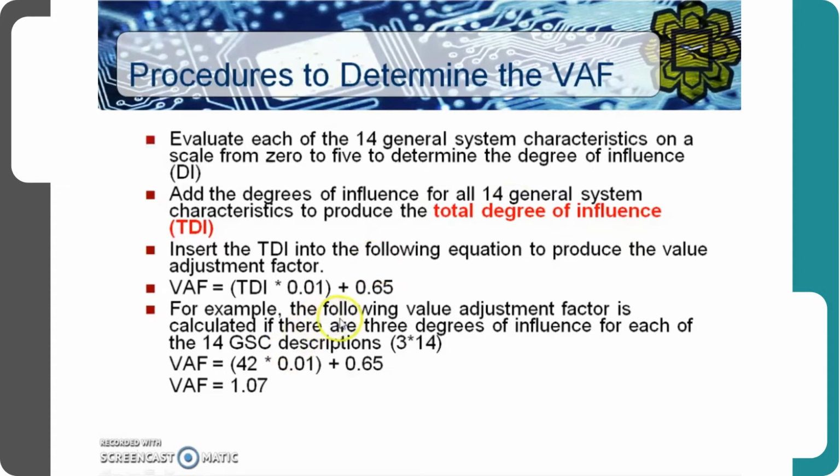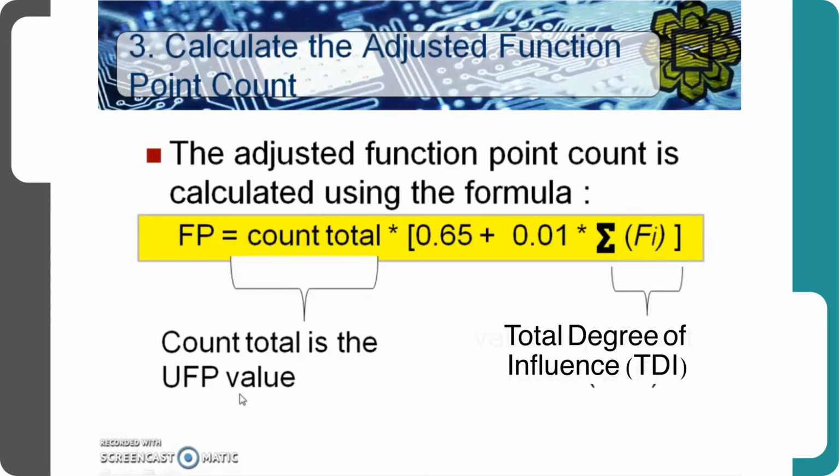For example, let's say the value adjustment factor is calculated where there are 3 degrees of influence for each of the 14 characteristics. So we multiply 14 by 3 and we get 42, and we multiply it by 0.01 and we add it with 0.65. So the value of the value adjustment factor is 1.07.